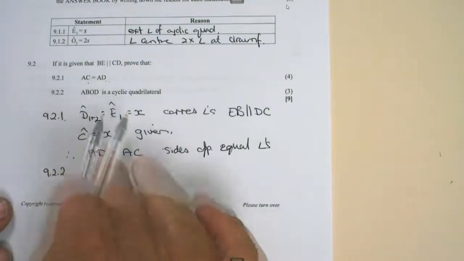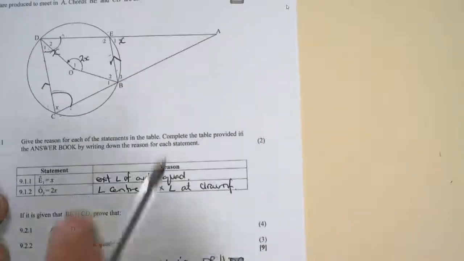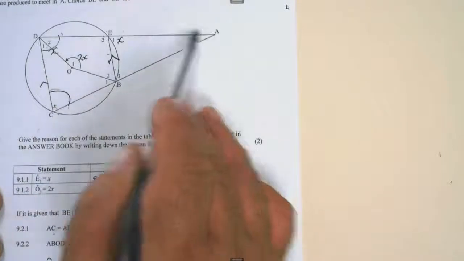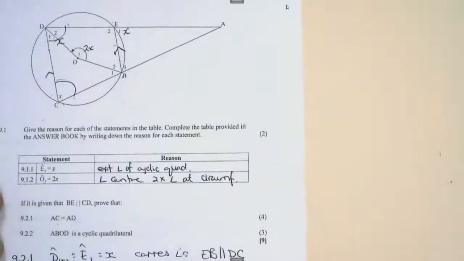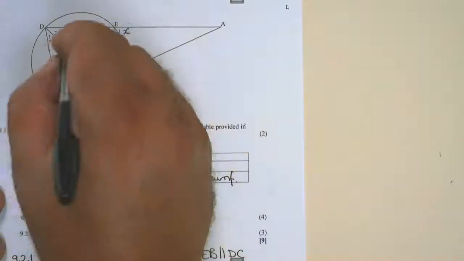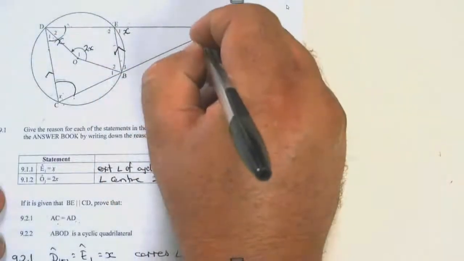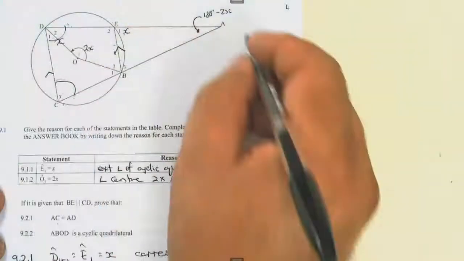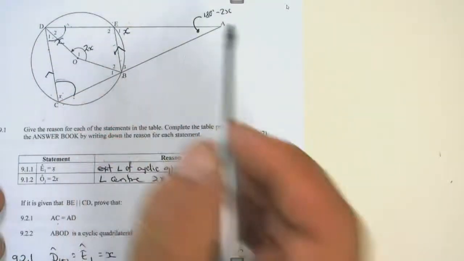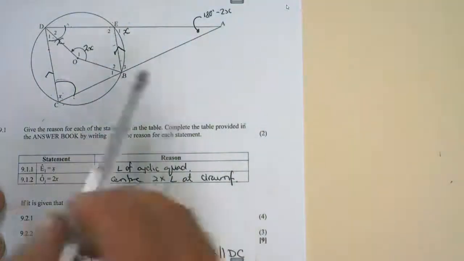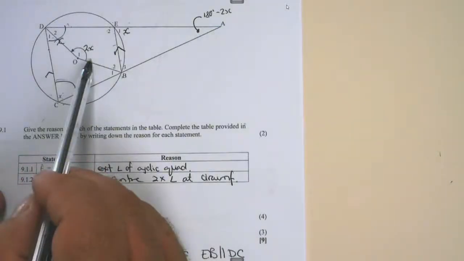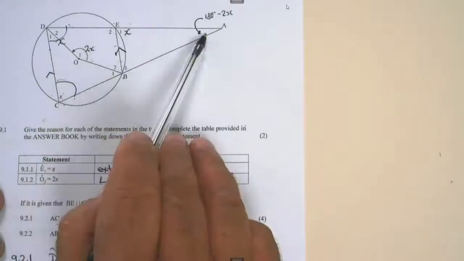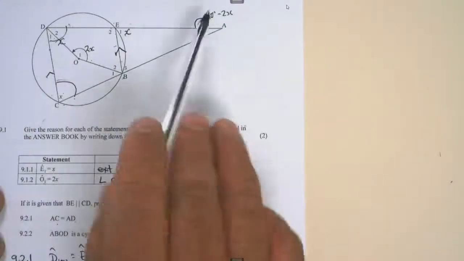In 9.2.2, we've got to prove that ABOD is a cyclic quad. Now we know that if that is X, then this here must be 180 degrees minus 2x, the interior angles of a triangle. Now, if this here is 2x, which is proven, and this is 180 degrees minus 2x, then opposite angles are supplementary. Therefore, it's a cyclic quad.